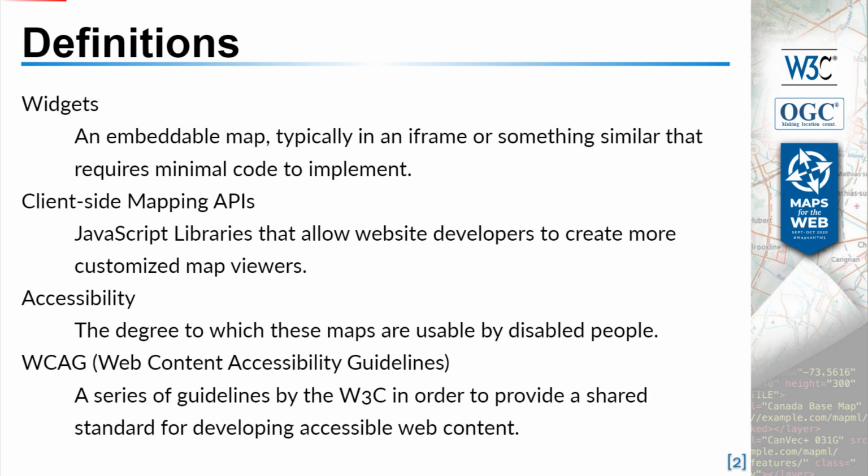WCAG, short for Web Content Accessibility Guidelines, is a series of guidelines developed by the W3C in order to provide a shared standard for developing accessible web content. It is important to note that the WCAG is not the be-all and end-all of accessibility. When it comes to things like maps, a tool could meet every single criterion but still not be accessible.